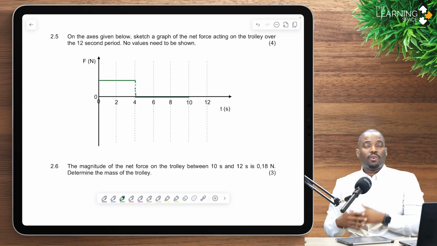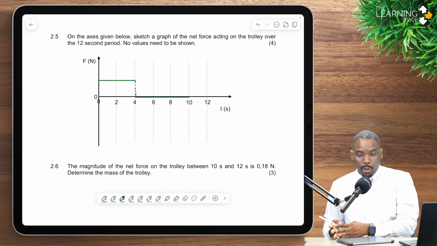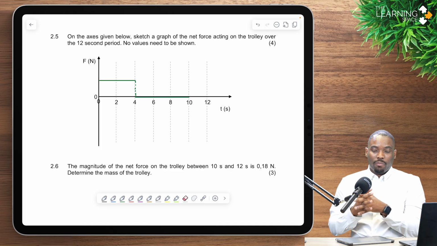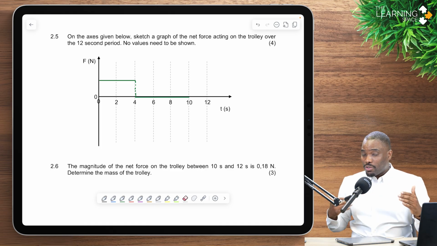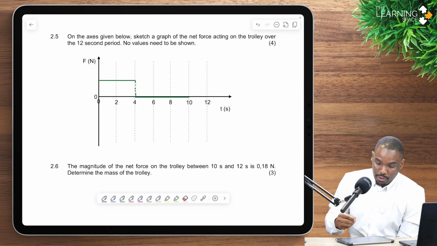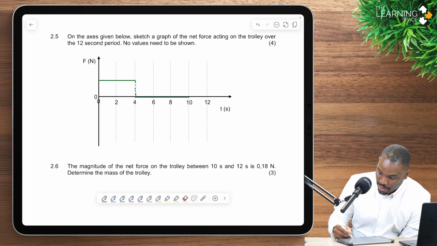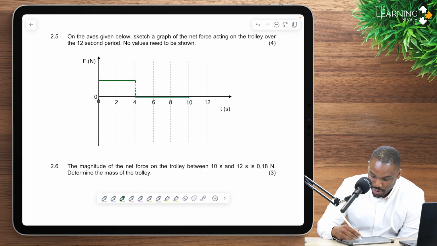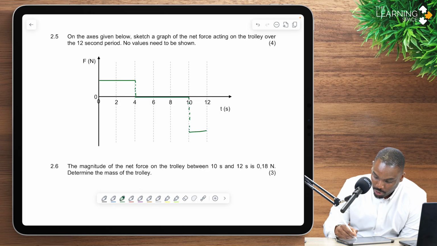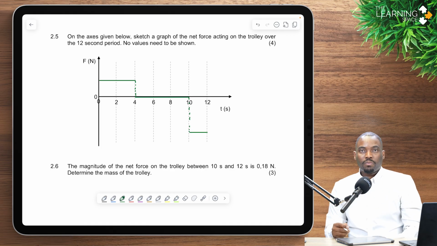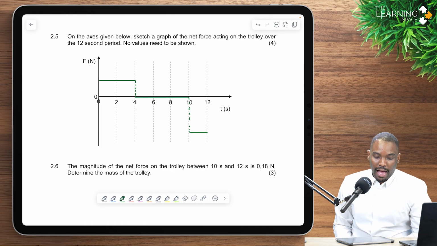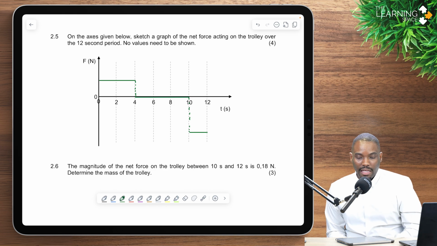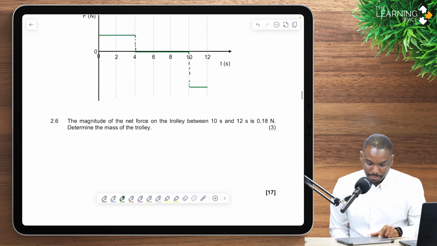Then from 10 to 12, I've got negative acceleration. But what's very important is that I have to show that my acceleration from 10 to 12 is greater in magnitude than the acceleration from 0 to 4. So the gap from here to there must be bigger than this gap here. So this gap must be bigger for the second part. So I'll just draw my dotted line coming this way, and then I'll put my line in there. Perfect. And that's what we've got there in terms of our force versus time graph. Nothing crazy. 4, I think, free marks. Okay, let's jump on to 2.6.